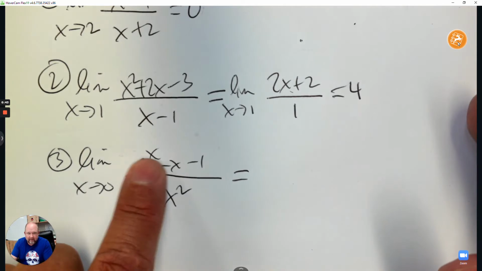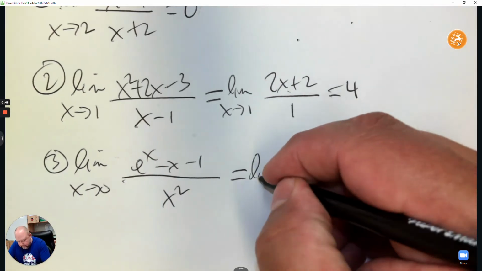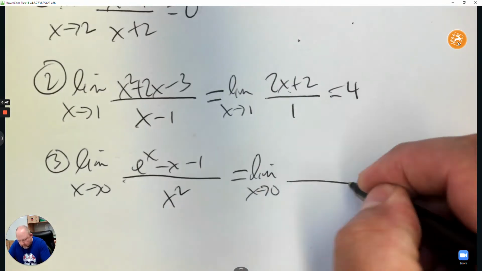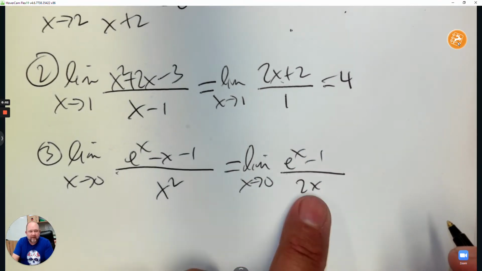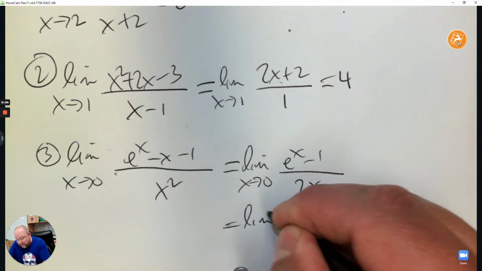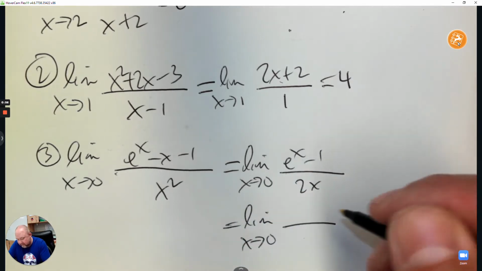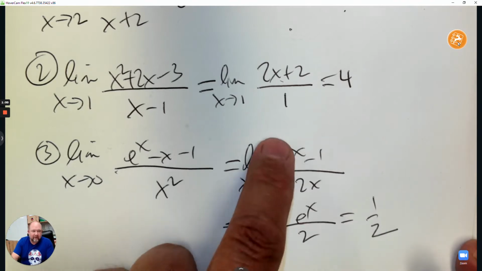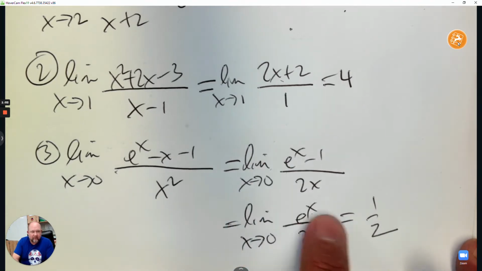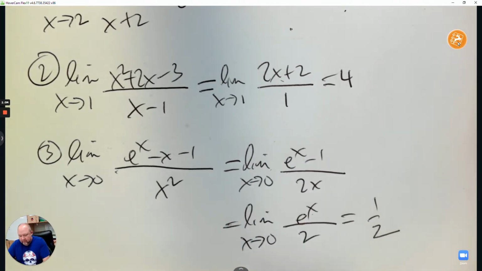Evaluate at 0, and the answer is 0 over 0. Take the derivative, and again, if you evaluate, it's indeterminate. So one more time, don't ever forget the limit notation until the very end, and then you can get your answer. So it's e to the x over 2, plug in 0, and it's 1 over 2. Number 4.